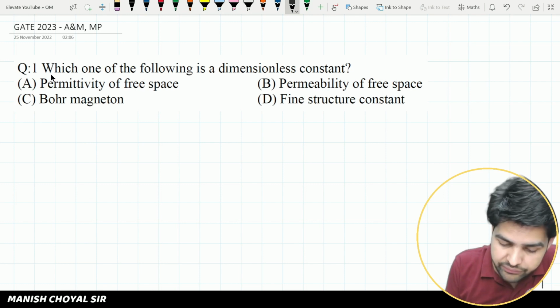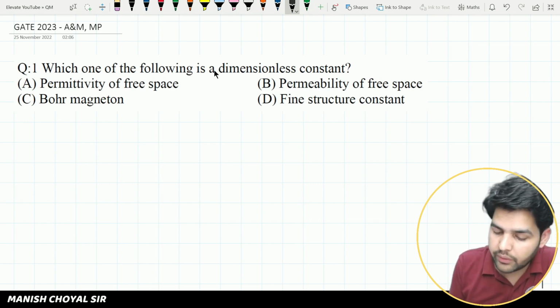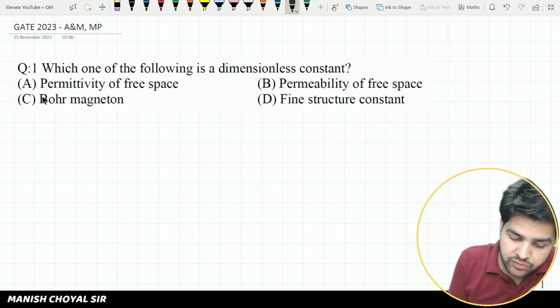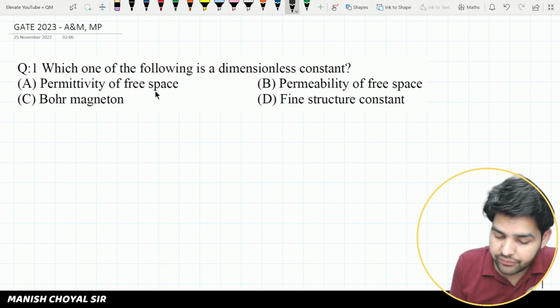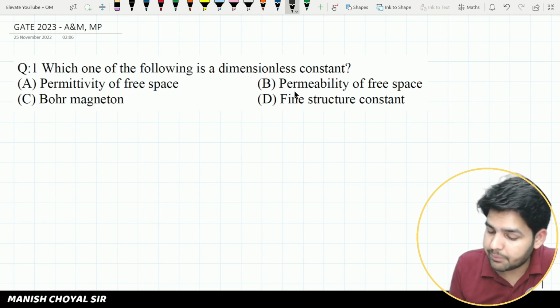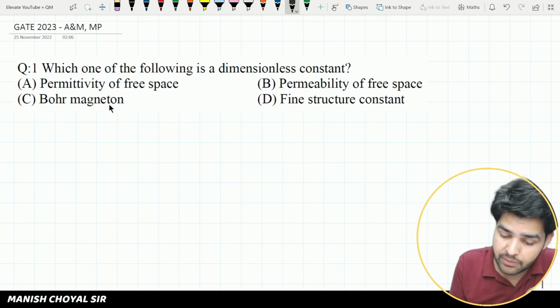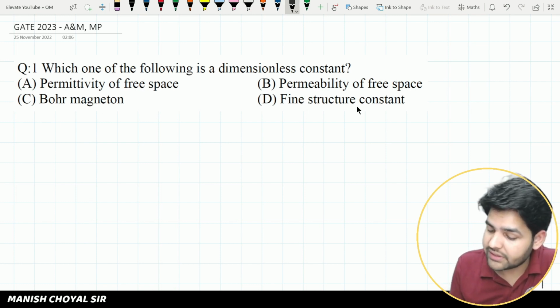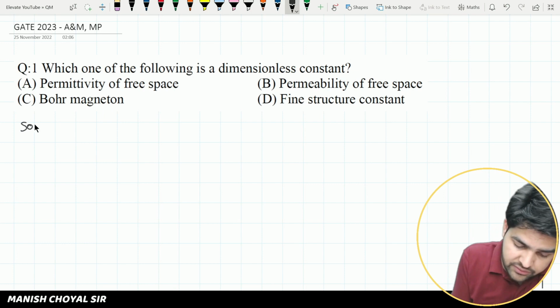So question number 1, which one of the following is a dimensionless constant? Option A is permittivity of free space, option B permeability of free space, option C Bohr magneton, and option D is fine structure constant. So discuss करते हैं इसको.